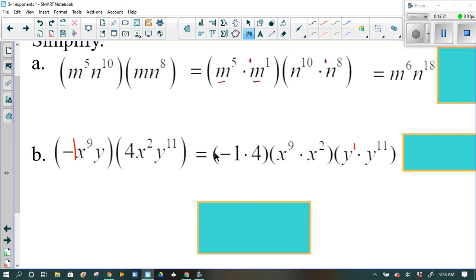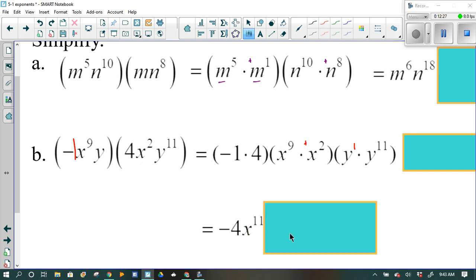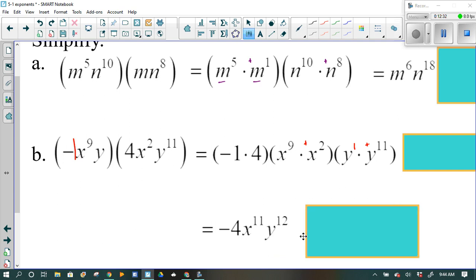So now you've got negative 1 times 4, which is negative 4. 9 plus 2 is 11. 1 plus 11 is 12. Final answer, negative 4, x to the 11th, y to the 12th power.